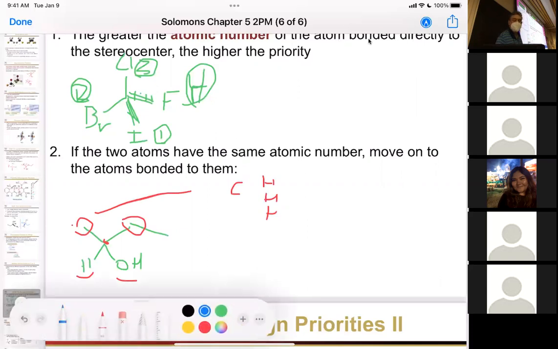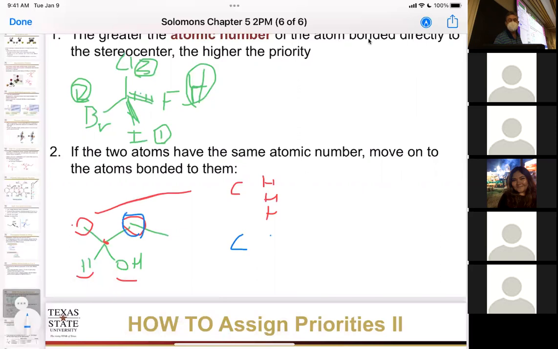This carbon here has a hydrogen and a carbon. The one with the carbon has a higher priority atom attached to it, therefore it is the higher priority. So you keep going out until there's a difference. These chains could be 4 and 5 carbons long. Until you got to the end, you don't know which is the one. So that makes this the higher priority. Oxygen is higher than carbon, so that's going to be 1. The carbon bonded to the other carbon, that's going to be 2.